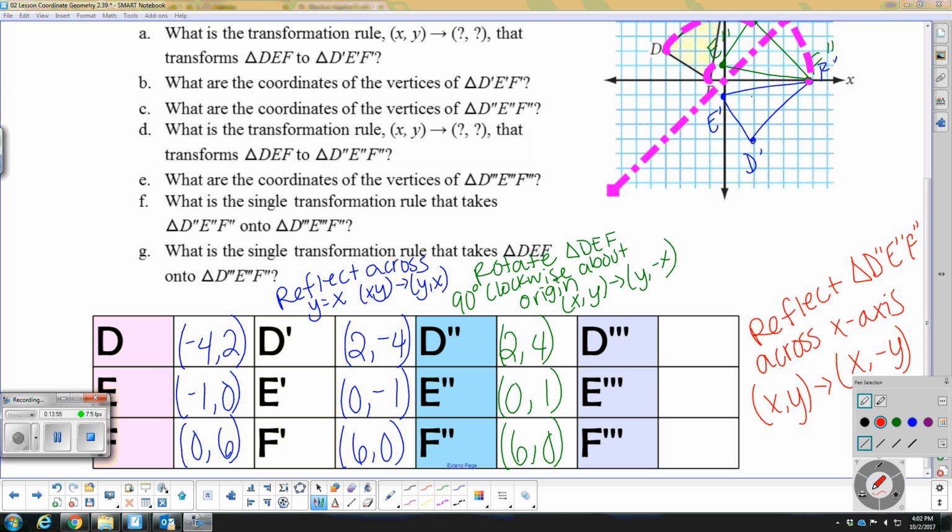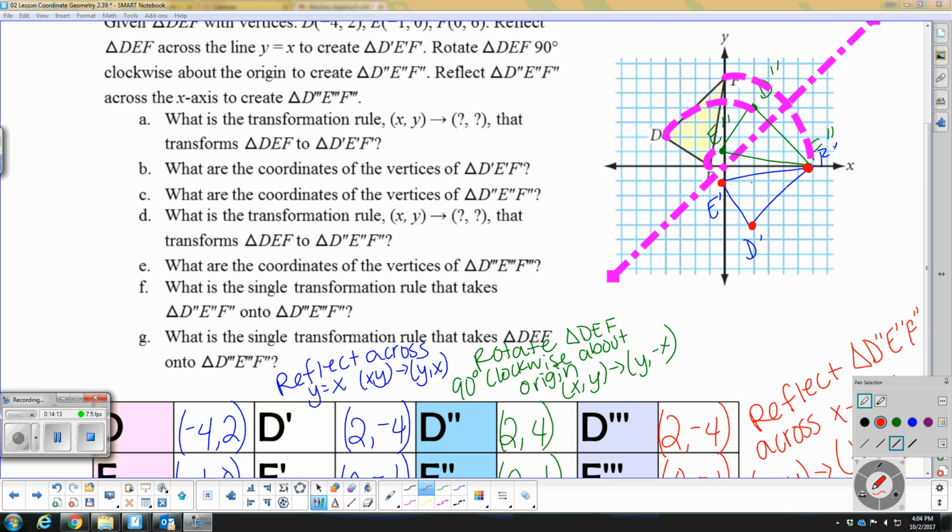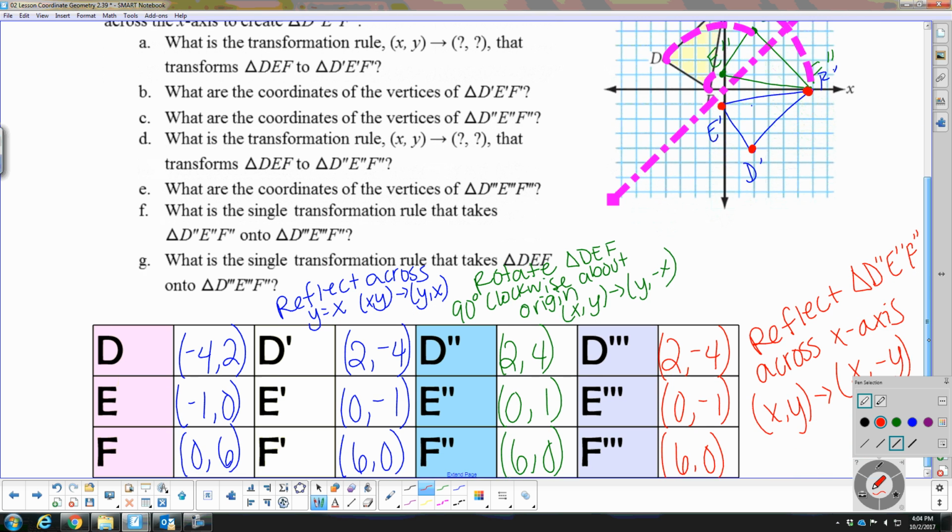And the rule shortcut we have for this is to reflect triangle D double prime, E double prime, F double prime across the x-axis. We get (x, y) becomes (x, -y). So you can use that rule to figure your points for D triple prime, E triple prime, F triple prime, and then plot on your chart. And as you're plotting those points, you can find that E triple prime is the same as E prime, D triple prime is the same as D prime, and F triple prime is the same as F prime.